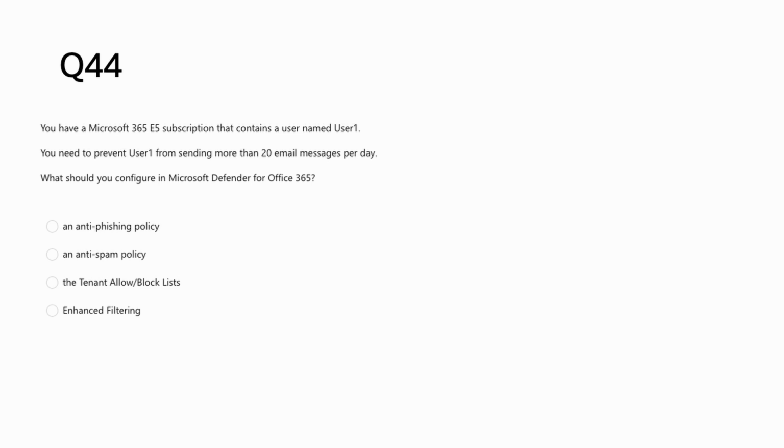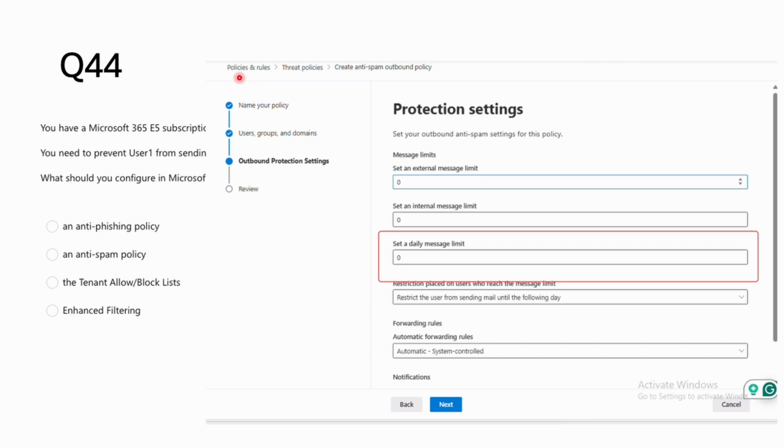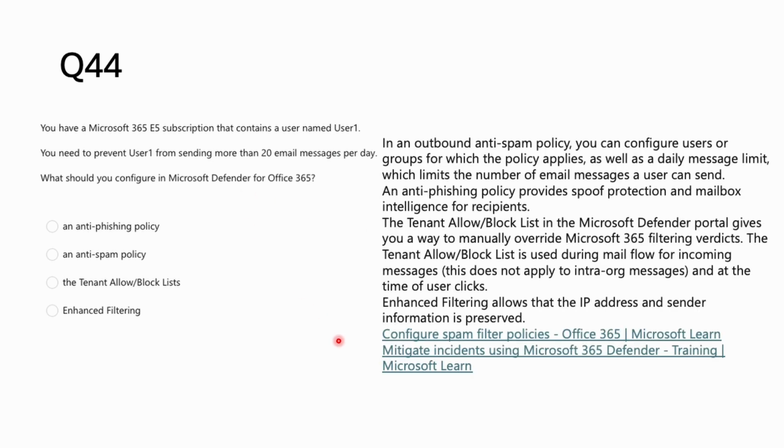Okay, the next one is you have a Microsoft 365 E5 subscription that contains a user named user1. You need to prevent user1 from sending more than 20 email messages per day. What should you configure in Microsoft Defender for Office 365? Let's see the console. So if you can see, we are inside the policies and rules of Defender for Office 365, and there we have threat policies. Inside the threat policies, we do have the anti-spam policy, and that we are going to create. There you're getting the limits section where we can limit that this user cannot send more than this many mail messages. So here, this is going to be a straightforward answer: anti-spam policy, and this is the reference of Microsoft documents that you can explore.